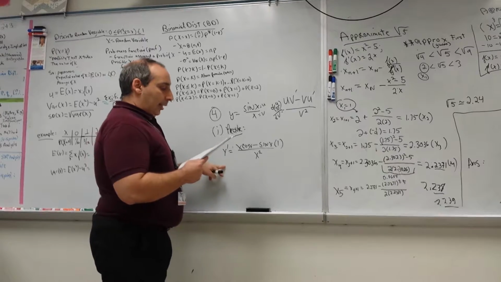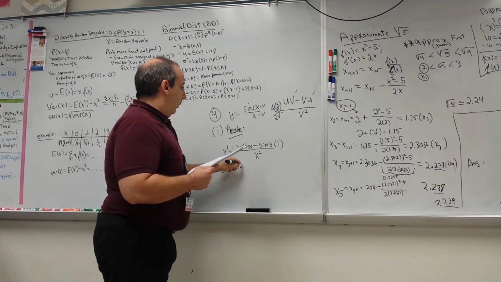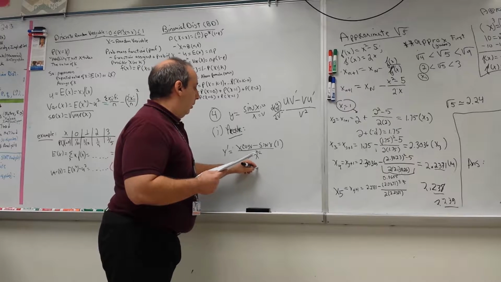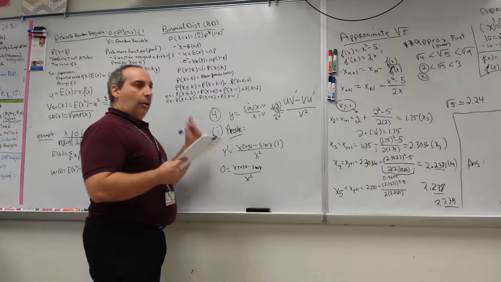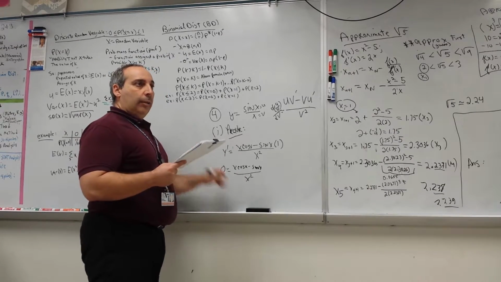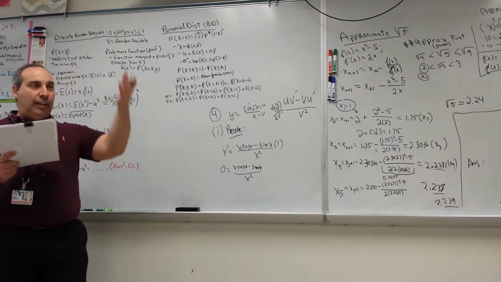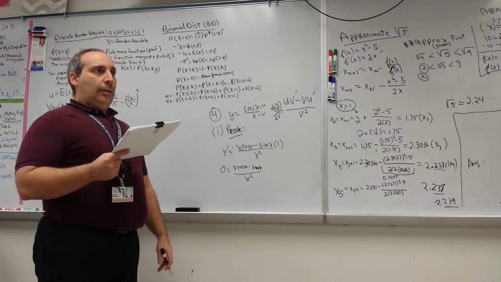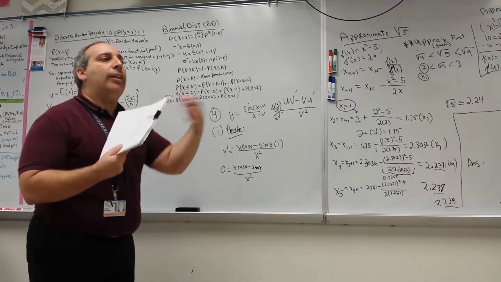Now, you set this equal to 0. And then you can multiply both sides by x squared to get rid of it. Why are we setting the derivative to 0? Because I want to make that thing look like tangent, right? We want it to look like that. You want to make it look the same.